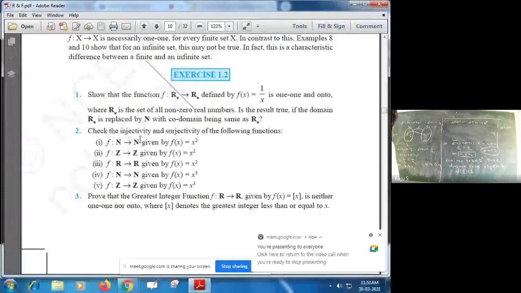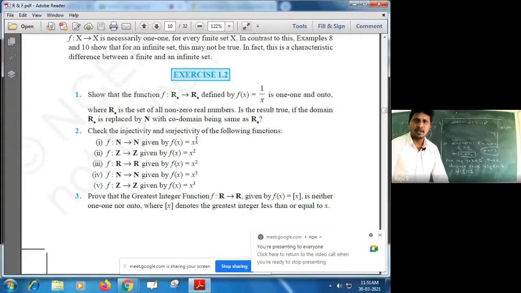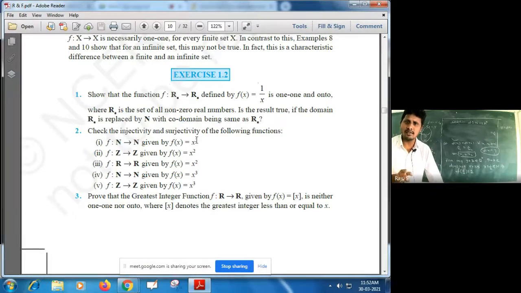This question we already discussed, like the second question. Check the injectivity and the surjectivity of the following functions. So f from N to N given by f of x is equal to x square. What about the first subdivision? Injectivity means 1-1. Surjectivity means we have to check onto. When we define from N to N, is that injective, 1-1, and onto or not? Anyone?